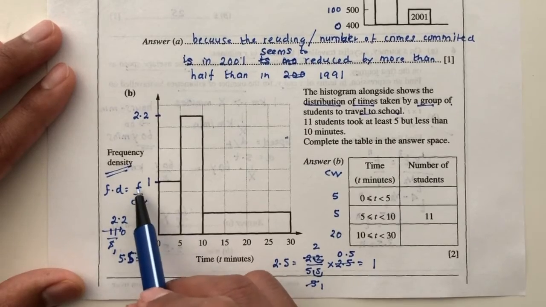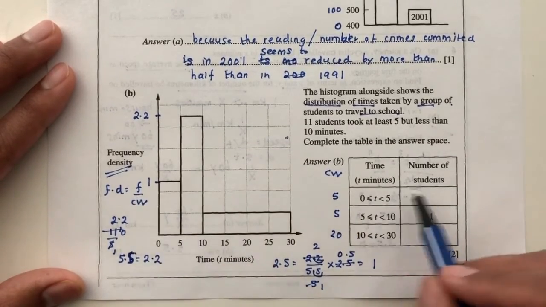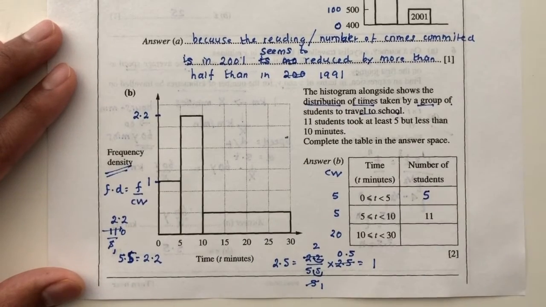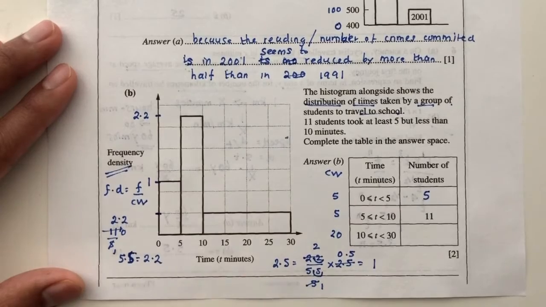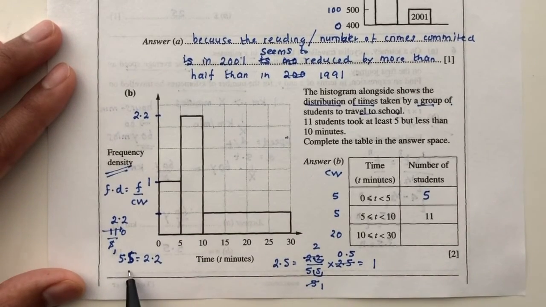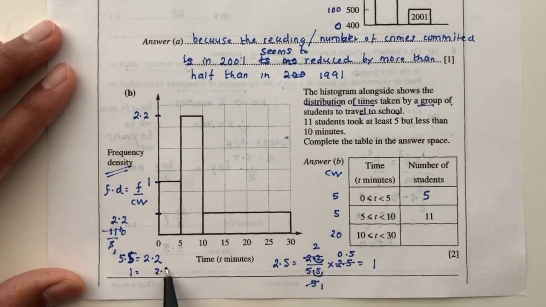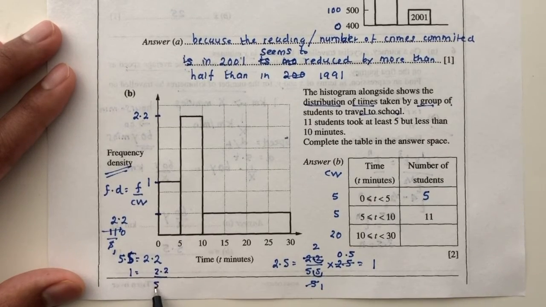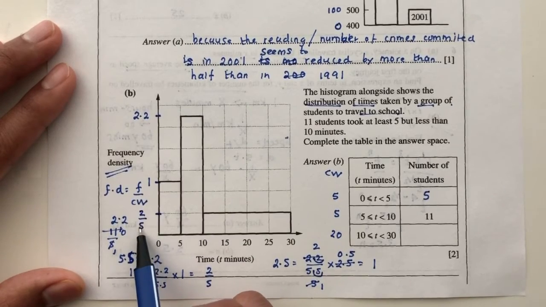So the frequency will be FD times class width. Class width here is 5. 5 times 1 is 5. Now for the last one, 1 square, what is the value here? Same method. 1 square will be 2.2 divided by 5.5 times 1, that will be 2 over 5 for the value of frequency density.